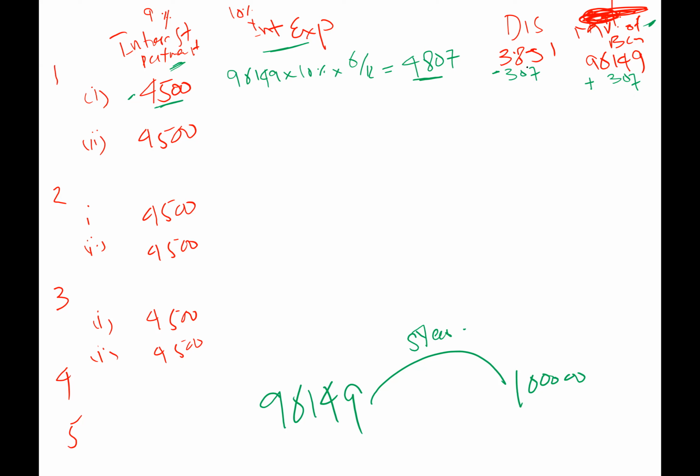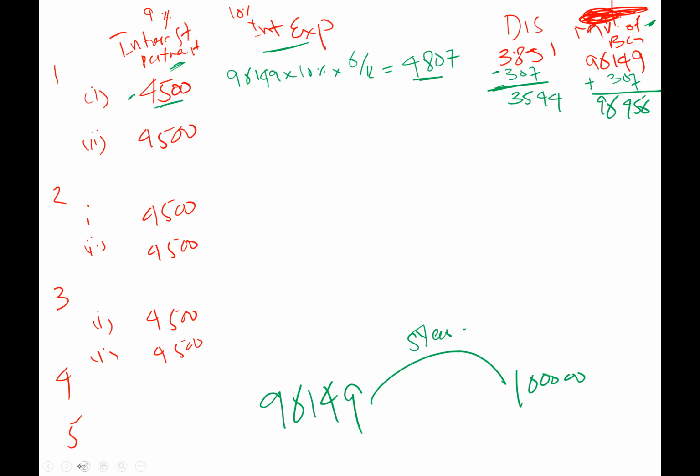So we'll charge the discount in our income statement. Discount is going to decrease. So how much discount left now? 3851 minus 307. Answer is 3544. And here the value is 96149 plus 307, 96,456. And now, what is the interest expense now?